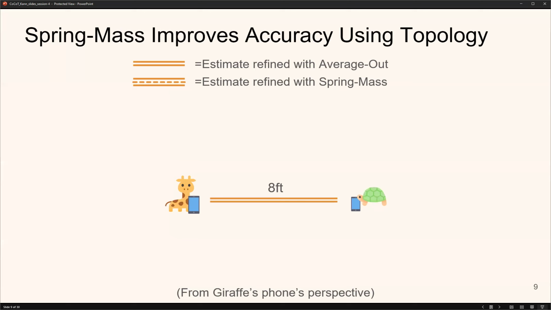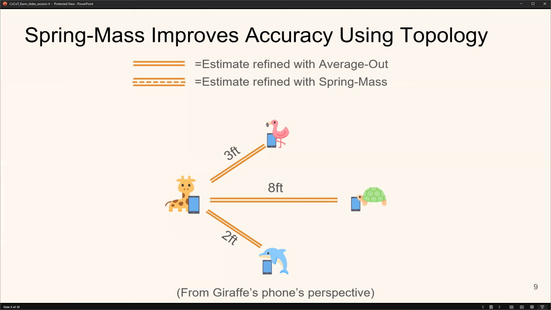Here we have the exact same examples before, but now we have an annotated 8 feet of distance estimate between the giraffe and the turtle, made with average out because it's made with 2 lines. And I'll show you how we can get to this triple line refined distance estimate with spring mass. The first thing we're going to see is that it's really rare that 2 users are interacting with each other just alone. Usually when one user sees another, they will usually be in a public environment with multiple other users nearby. And the giraffe's phone is going to communicate with these other users' phones normally and produce an averaged out distance estimate to them.